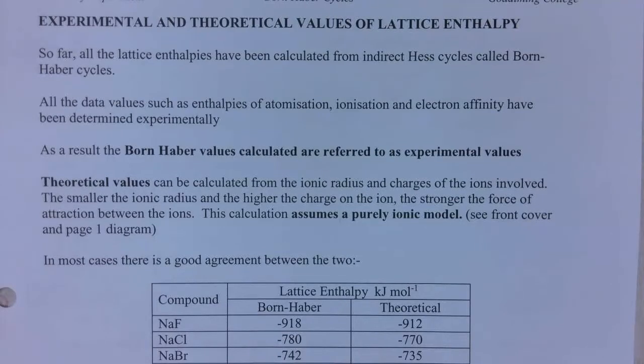So far in these videos, we've been looking at using Born-Haber cycles to calculate lattice enthalpies. What we're going to do in this last video is look at the difference between experimental and theoretical values. The lattice enthalpies that will be calculated from our Born-Haber cycles are based on experimental data, and hence are often referred to as experimental or the real values. Theoretical values can be calculated using a purely ionic model and treating the ions as point charges.